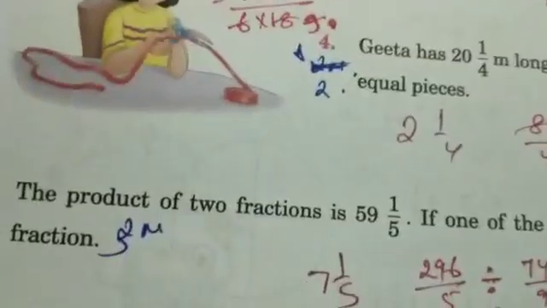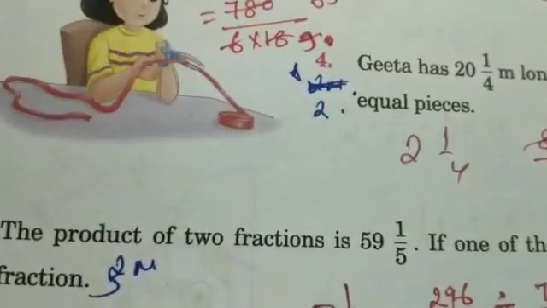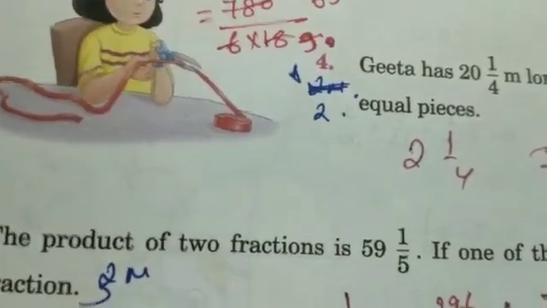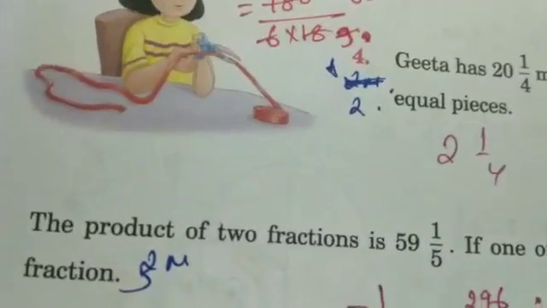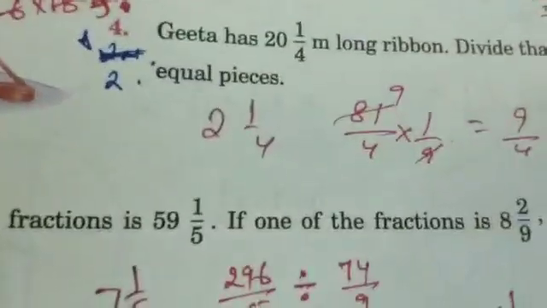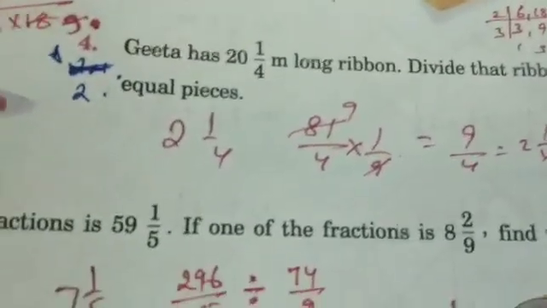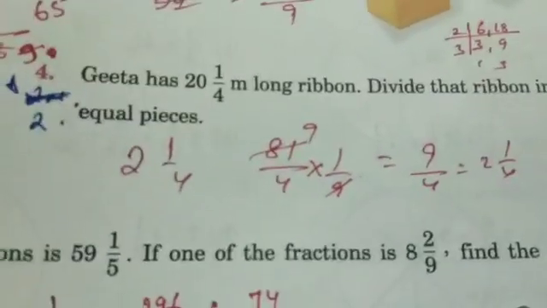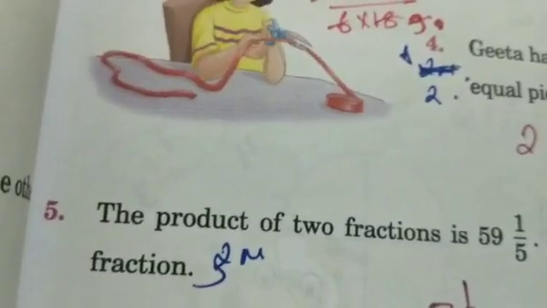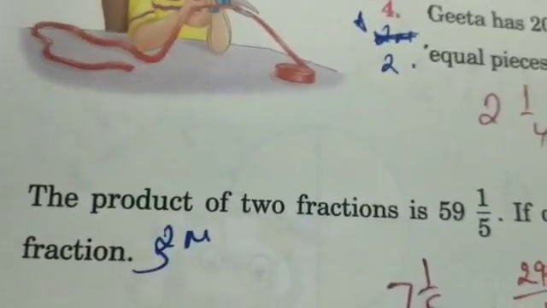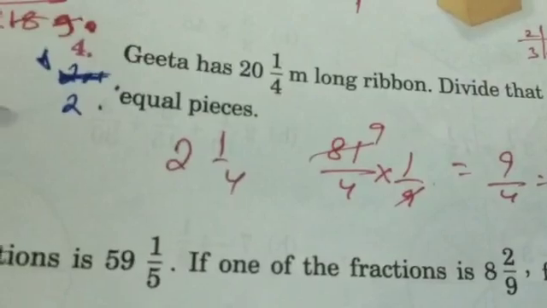Okay. So now let's see question number 5. The product of two fractions is 59 1/5. So when two fractions are multiplied, they give the answer 59 1/5. Now you know the value of one fraction. That is 8 2/9, and we have to find the other. So what we have to do is divide this product by the value of the first fraction. So let's see the solution.